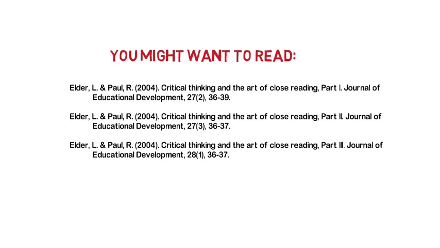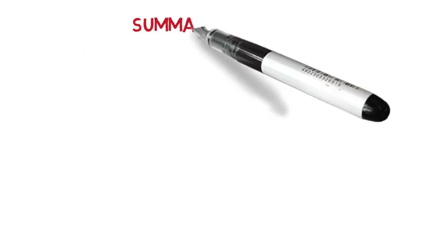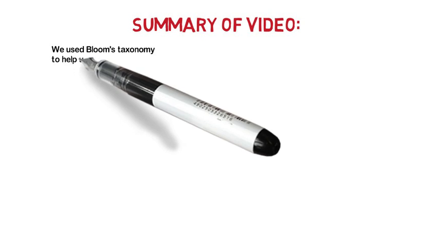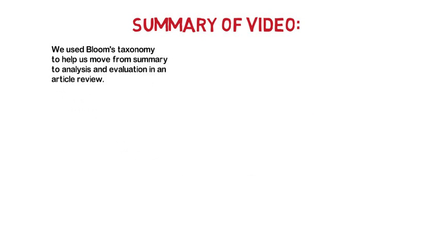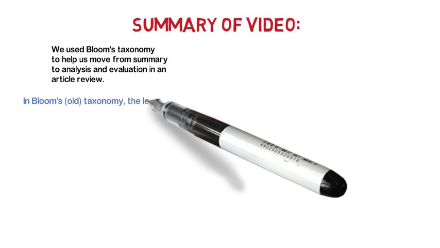But I hope that you have found something of value in this video. What I've tried to do is to show you how to use Bloom's taxonomy to move from summary description to analysis and evaluation of an article in a review. So Bloom's taxonomy has the lower order thinking skills as knowledge, comprehension, and application.